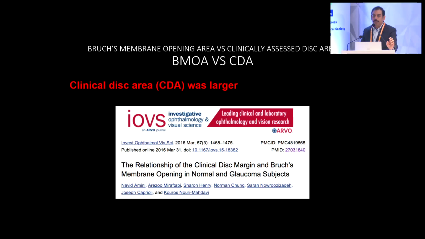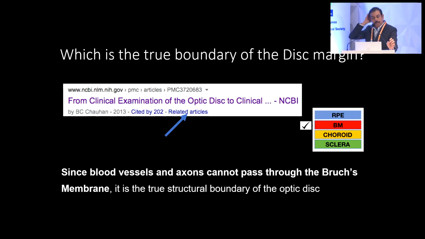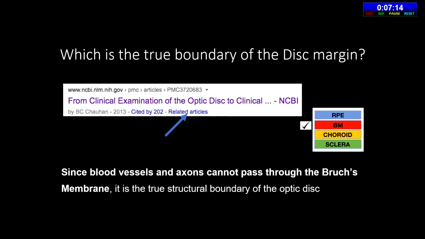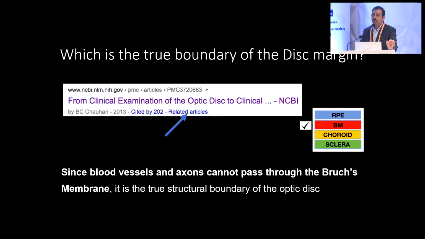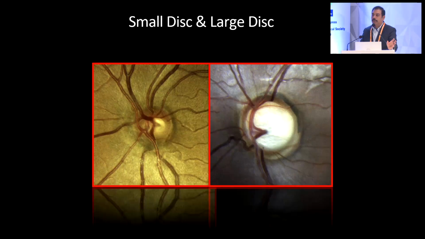Because in the OCT based, the blood vessels and the retinal nerve fiber cannot penetrate the Bruch's membrane opening. That is the main reason we say that is the true disc margin. We will discuss that when we have some time, and it is correlated very well with the functional visual field changes. So we can discuss that when we have the discussion time.